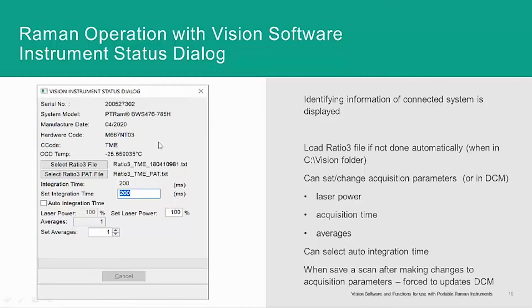This also displays the detector temperature, and here one can also change the acquisition parameters and choose to use an auto integration time. If the acquisition parameters are changed here, then a user will be forced to update their DCM, their data collection method, when saving a spectrum if these settings are different than the selected DCM.